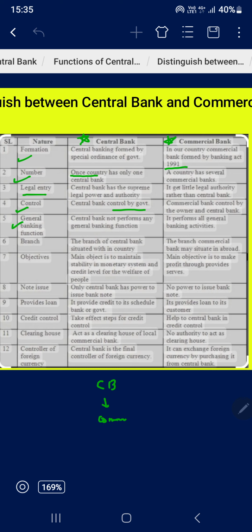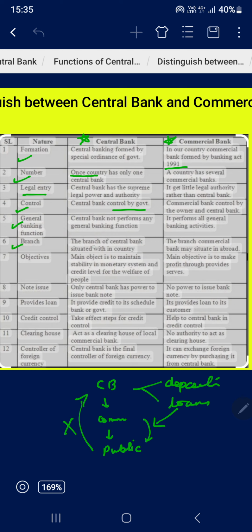Talking about general banking systems, it is the commercial banks who are in touch with us. The central bank we have no contact with; there's no contact between the public and the central bank. So the general banking functions are not performed by the central bank. It is on the contrary performed by the commercial banks. When we are talking about general banking activities, it is basically accepting deposits and giving loans. So this is performed by commercial banks and not the central bank.